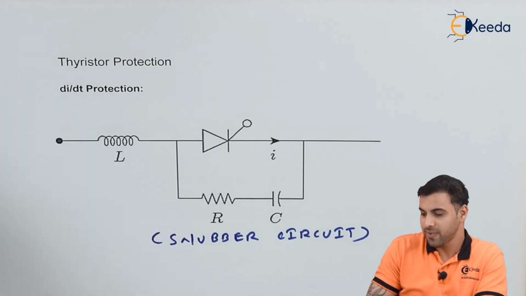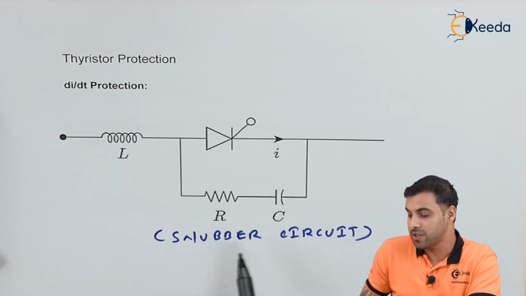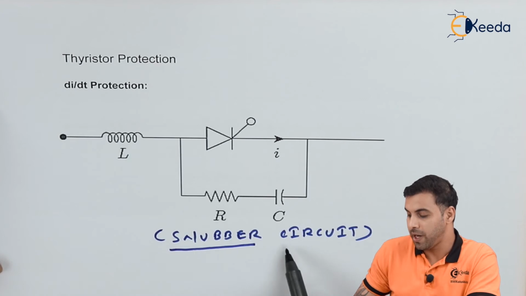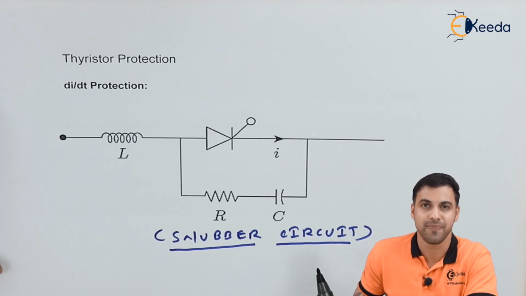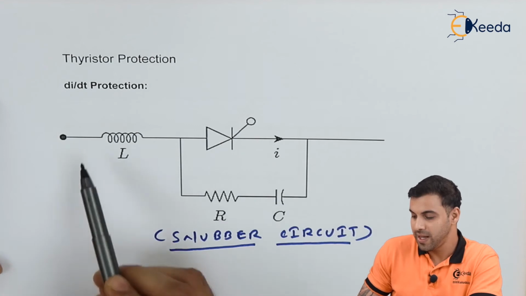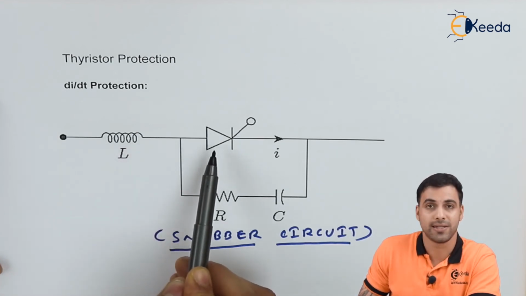So here, in this circuit diagram, I have drawn a circuit which is called a snubber circuit. Remember friends, a snubber circuit is used for the protection of a thyristor or of devices which consist of a thyristor. Here, I have connected an inductor in series with the thyristor.